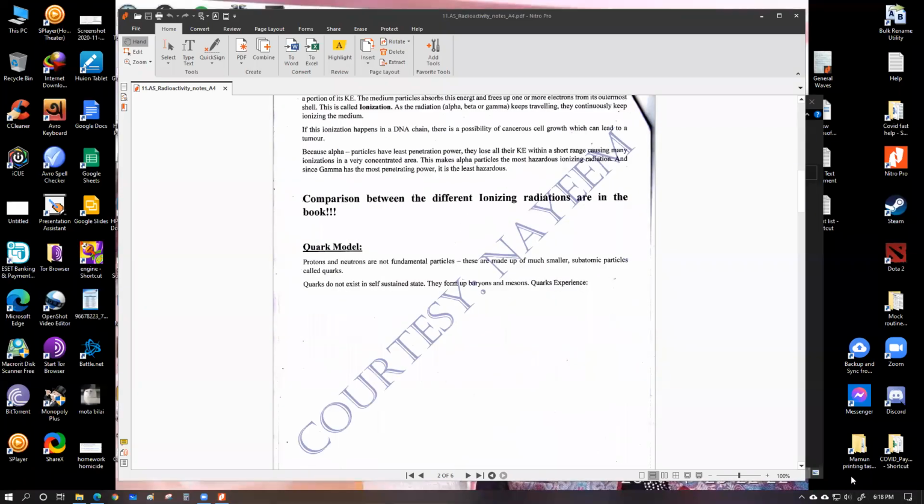So what we saw in our last class is that I asked you to write down that quarks experience both the strong and weak force, whereas leptons experience only the weak force. Now, about this strong and weak force, let me elaborate a little bit. In nature, by the observation of scientists, there are four primary types of forces.